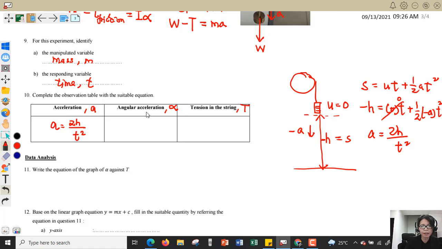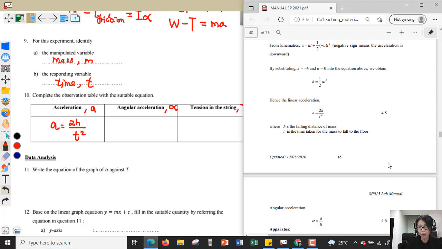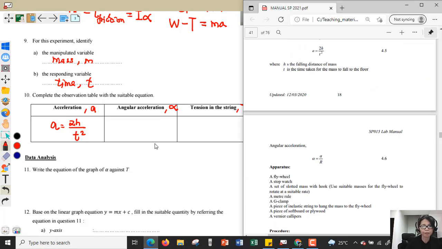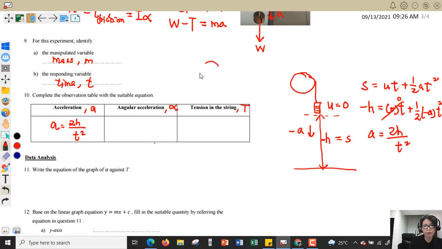Then the angular acceleration can be calculated using equation 4.5. In rotational motion, for an object that rotates tangential to the radius, there will be tangential acceleration. This tangential acceleration can be related to the angular acceleration of the object, whereby we have a equals r alpha. So we can determine alpha by using the acceleration divided by the radius of the axle.